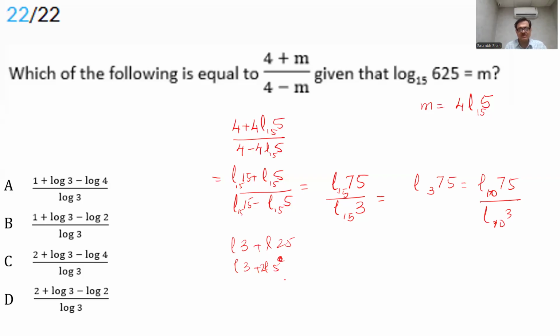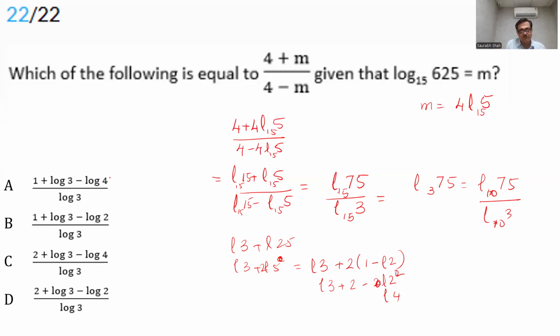But if you see the options, log 3 is there in all the options. Numerator, we are only talking about the numerator. But log 5 is not there, we have log 2. So rewrite log 5 as 1 minus log 2. Log 3 will remain as it is, plus 2 into log 5 will now become 1 minus log 2. So it is log 3 plus 2 minus 2 log 2, which can obviously be written as log 2 square, so log 4. So it is log 3 plus 2 minus log 4.